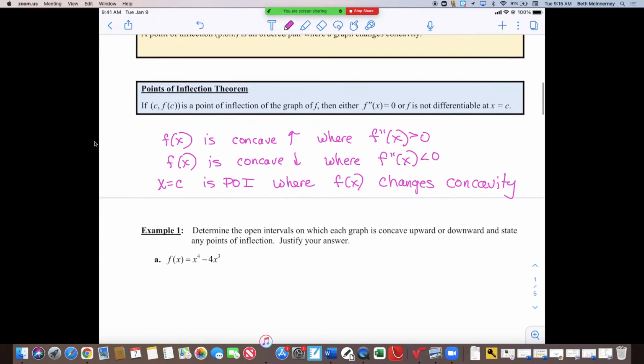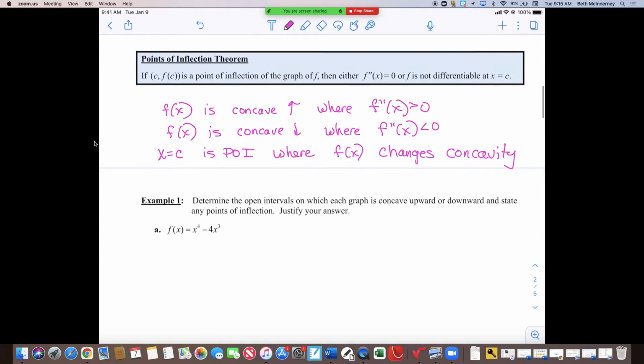So in example 1, it says determine the open intervals on which each graph is concave up or concave down and state any points of inflection. Justify your answer. So I'm going to give you a head start, and I want you to find the second derivative, and I want you to find where the second derivative equals 0. Then I want you to find a sign chart for the second derivative. Find where it's positive, where it's negative.